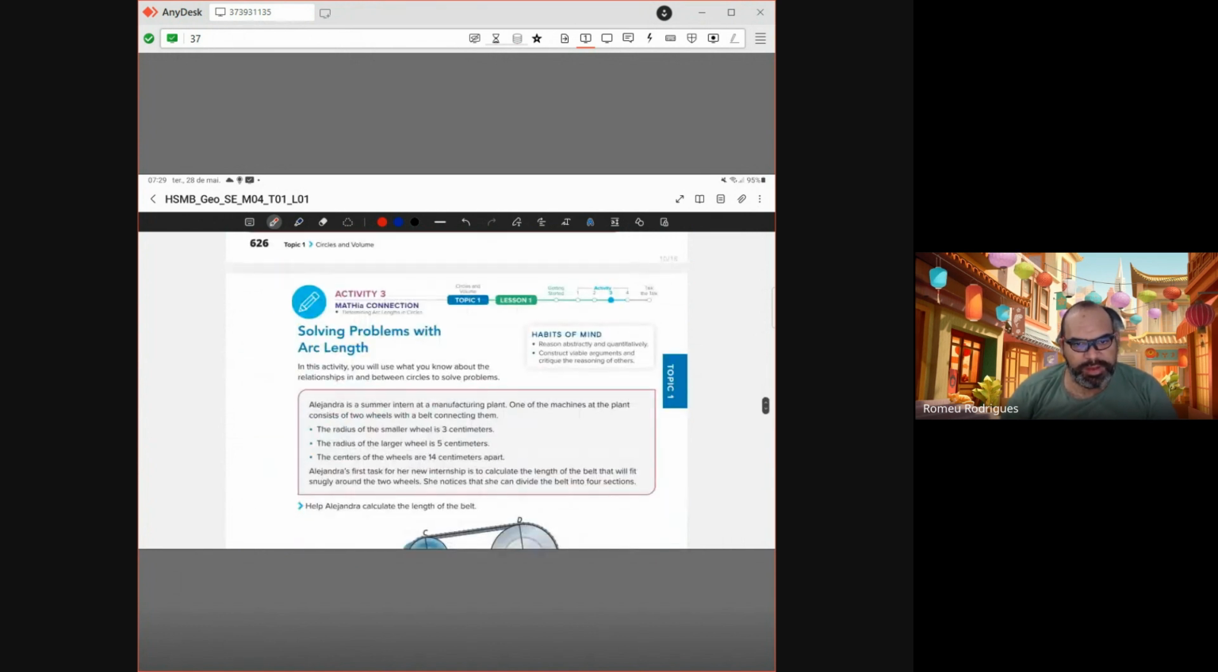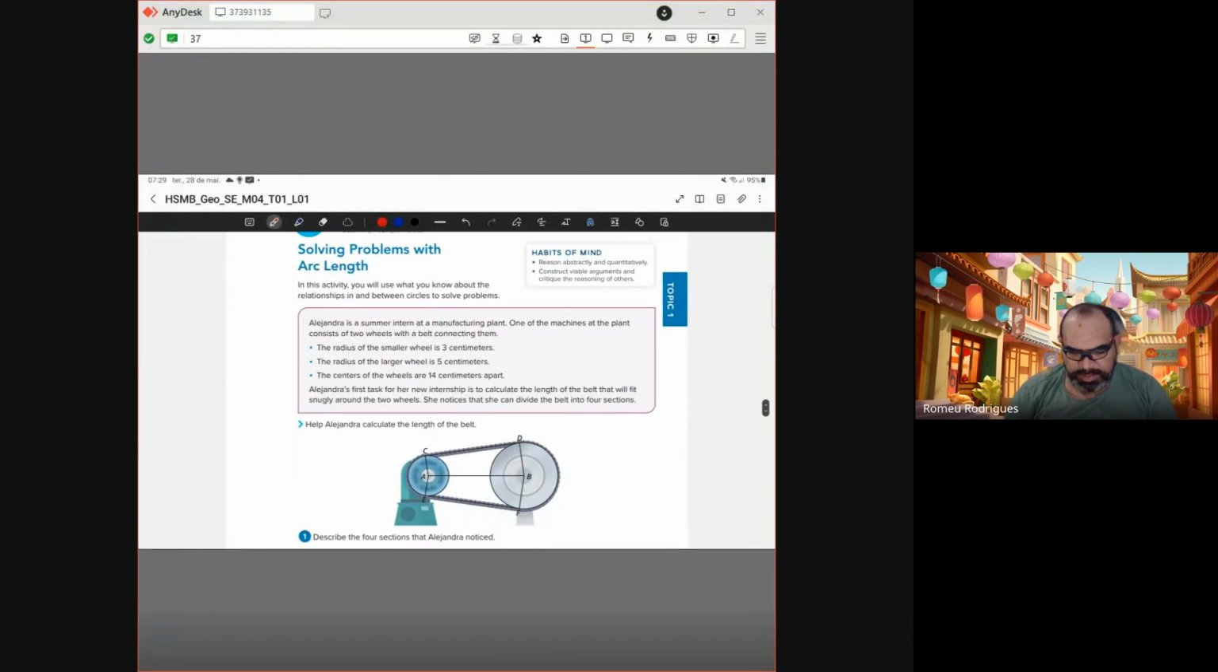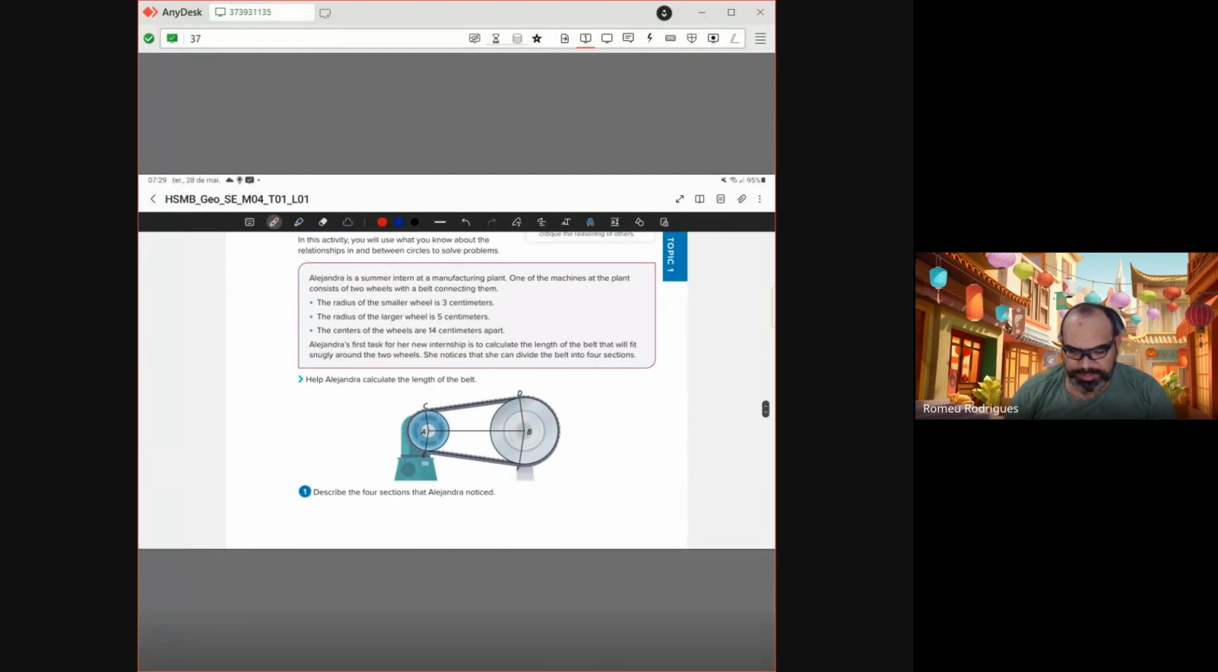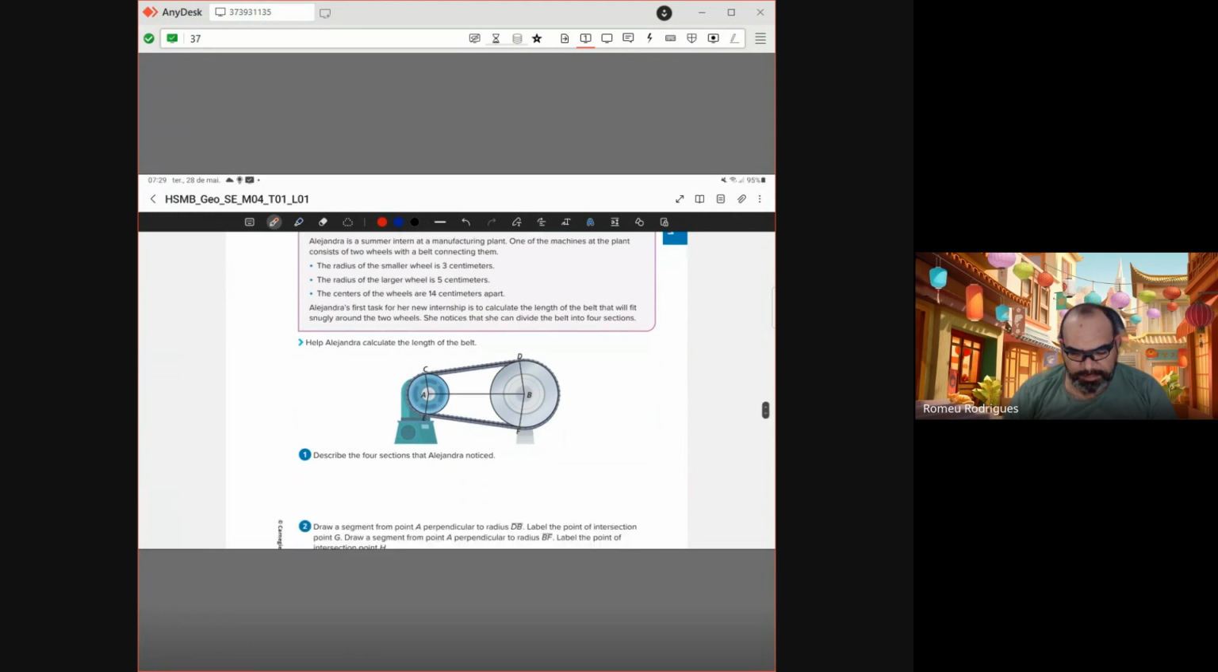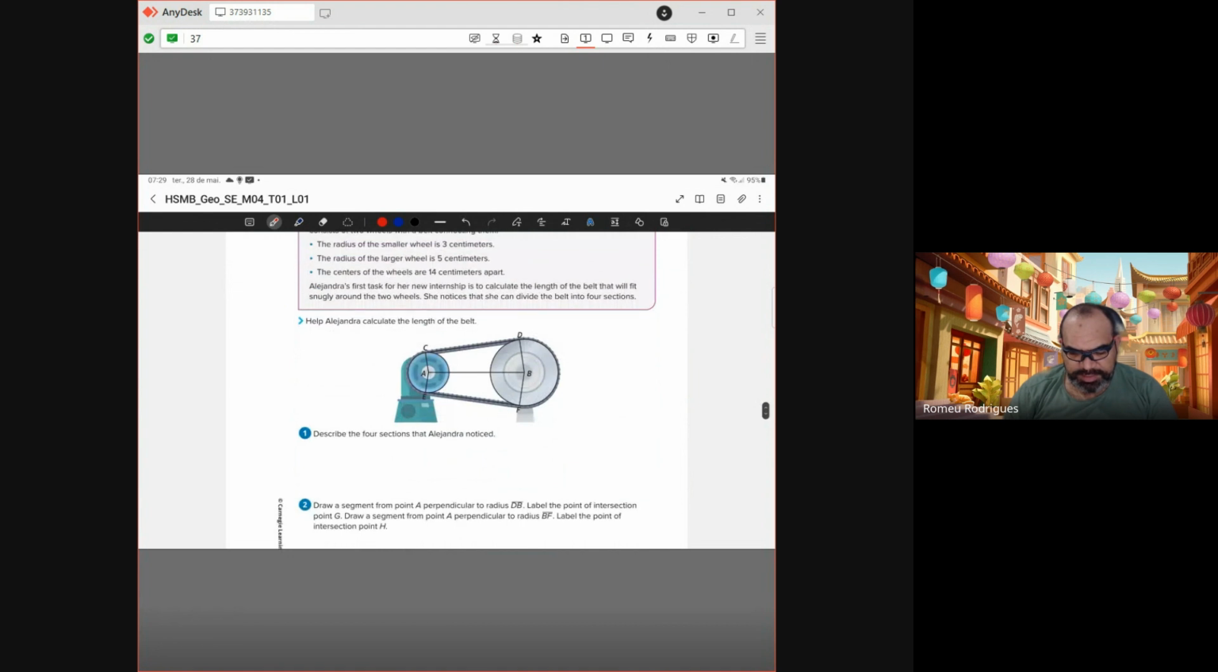We go through activity 3 quickly. It's just applications. The radius of the smaller wheel is 3 centimeters, the larger wheel 5, and the centers of the wheels are 14 centimeters apart. And describe the 4 sections that Alejandra noticed.